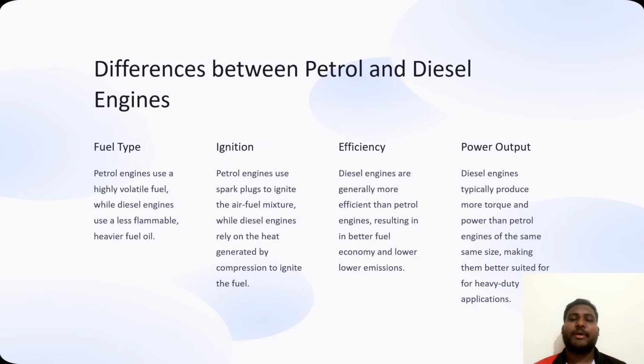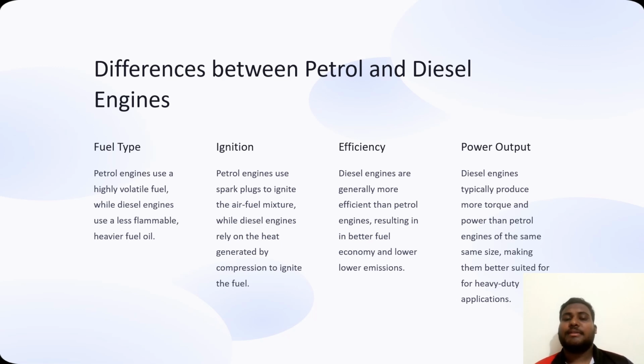Going on to the difference between the petrol and the diesel engine. Now you know about the four different strokes of the engine, which are performed in both petrol and diesel engines. But what is the difference? We are going to learn about this here in terms of fuel type, ignition, efficiency, and power output. The petrol engine uses a highly volatile fuel, whereas the diesel engine uses a less flammable, heavy fuel oil. Ignition: the petrol engine uses a spark plug for igniting the air and fuel mixture, whereas the diesel engine uses the heat generated by compression to ignite the fuel.